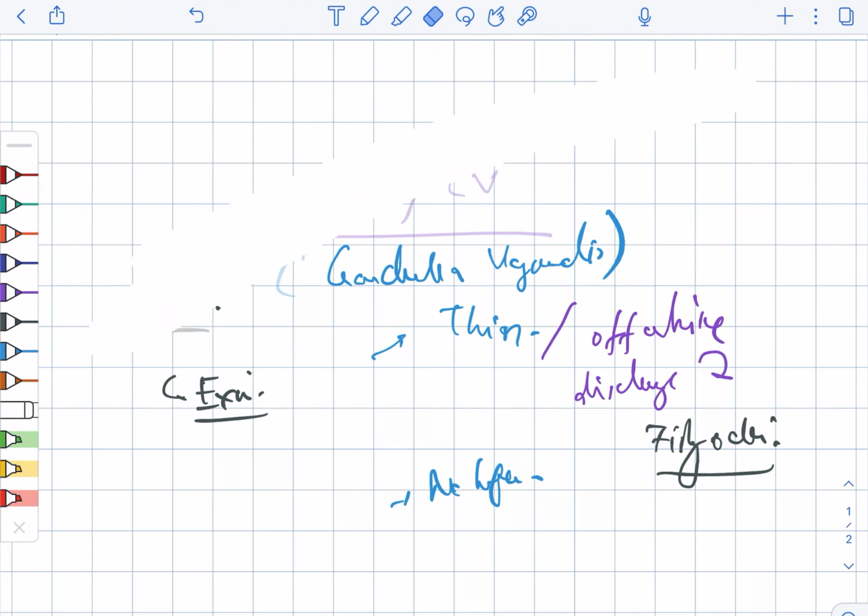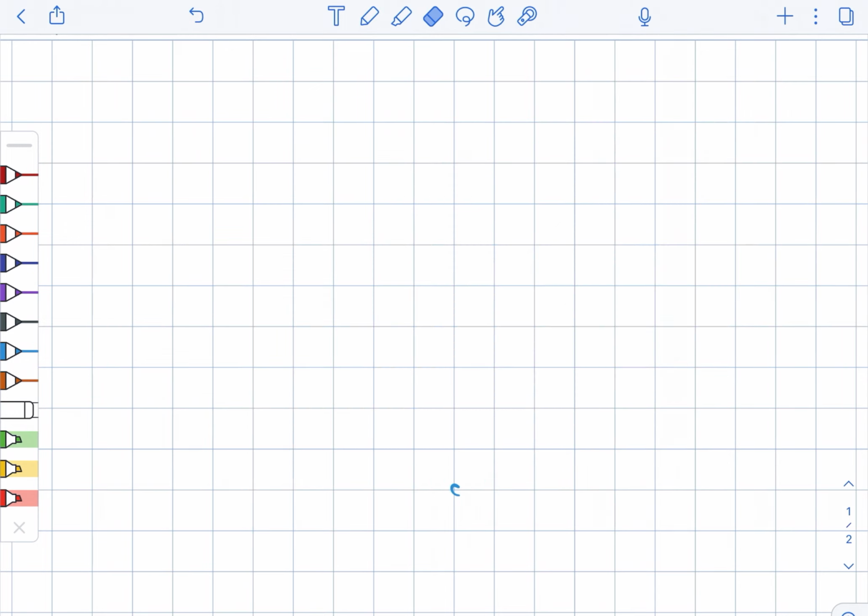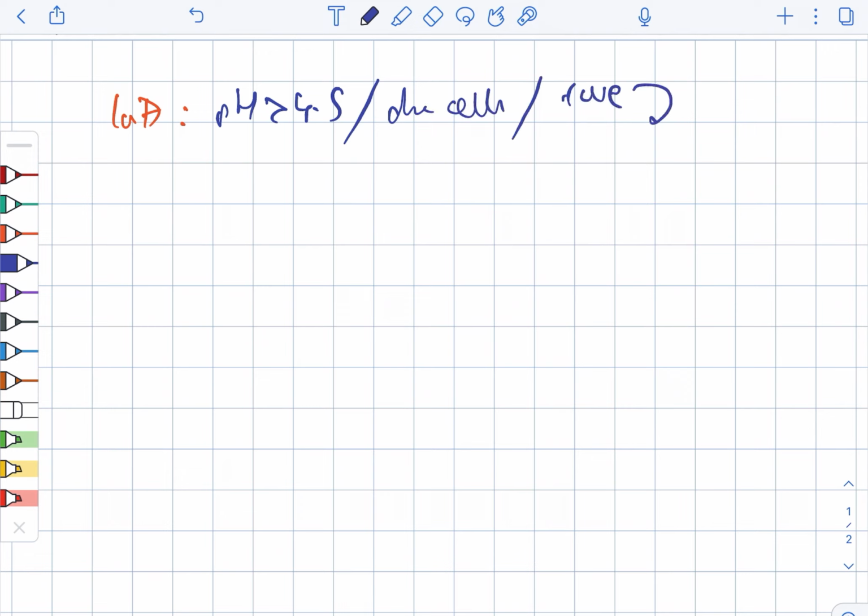Now moving ahead to lab findings. In case of bacterial vaginosis, the lab shows pH greater than 4.5. There is also presence of clue cells, as well as a positive whiff test, which is the amine odor seen along with KOH.